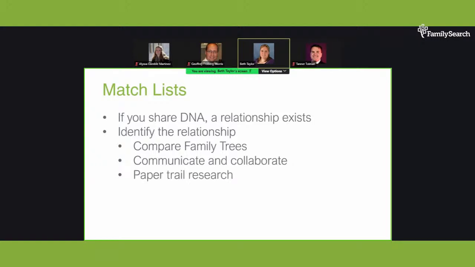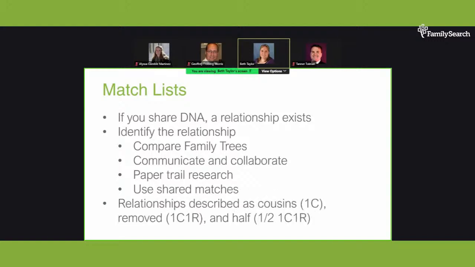You can do paper trail research. You can build out the trees of your matches. This is a very common approach to things. If people have enough in their tree to build it out, that's great. You can also use something called shared matches, especially with autosomal DNA. And you're going to see a lot of examples of that throughout the rest of the day, so we won't get into it too much.